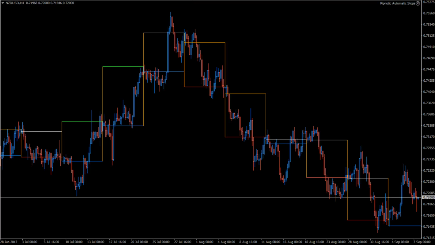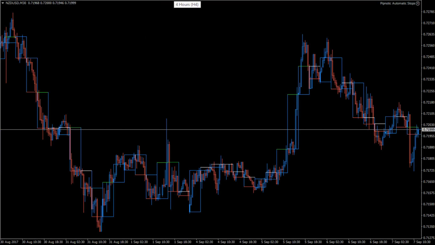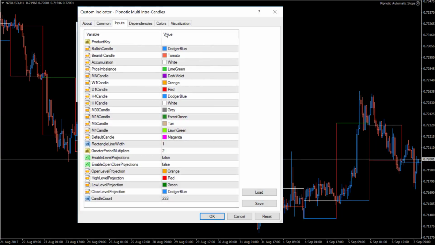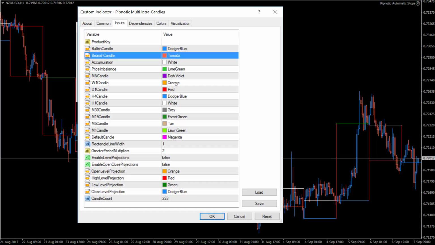So I mean, it works on all time frames. You go to the half an hour chart, you are viewing 4 hour price information at the same time. I'm just going to go through the configuration options. It's a very simple indicator. So we have the product key, then we have the bullish candle, we have the bearish candle, and all the colors that we know, of course, from the supply and demand software.